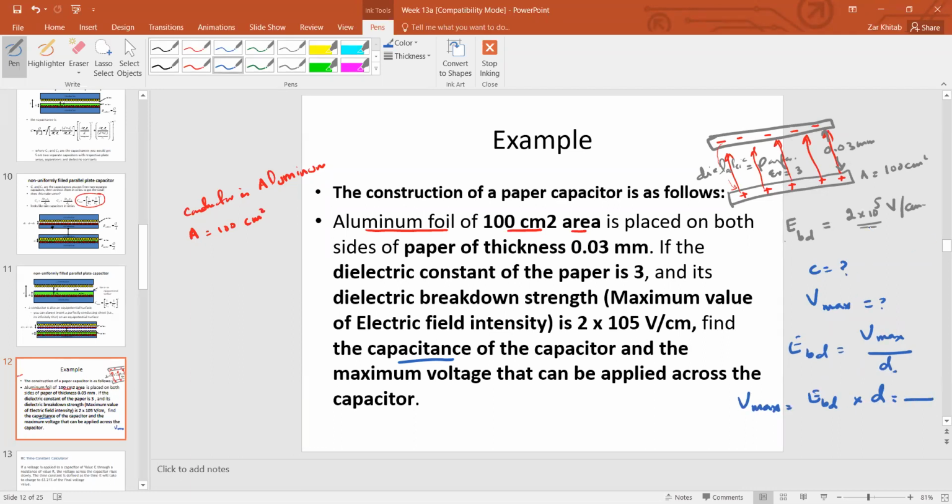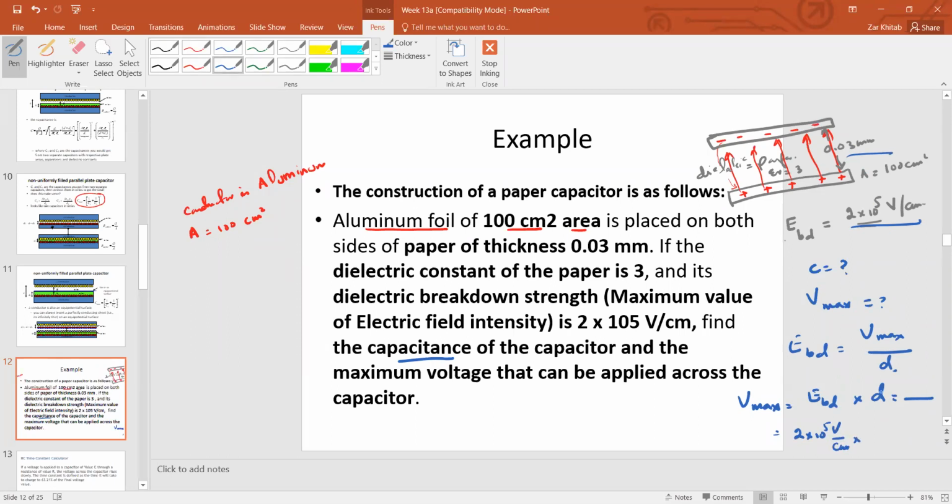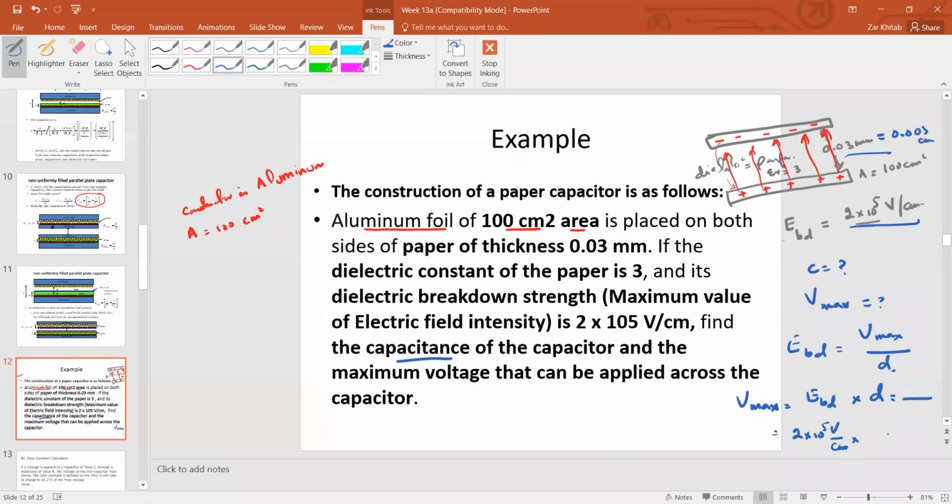Now you can calculate. E_BD is known to you. d is known to you. So this is 2 into 10 to the power 5 volts per centimeter multiplied by d. d is how much? This equals 0.0003 centimeters. So everything you are calculating in centimeters. Okay, so from here you can calculate the V max.